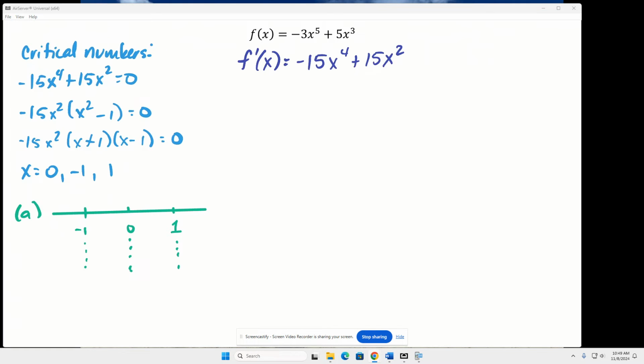Okay, so if we're doing intervals of increasing and decreasing of f, we need to know if the first derivative is positive or negative. Why am I putting 3 parentheses here? Yeah, there's 3 factors. This first one, no matter what I put in for x squared, it's going to be positive, right? And then when I multiply that by a negative 15, this is always going to be a negative.